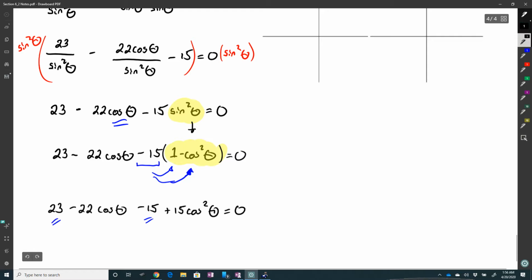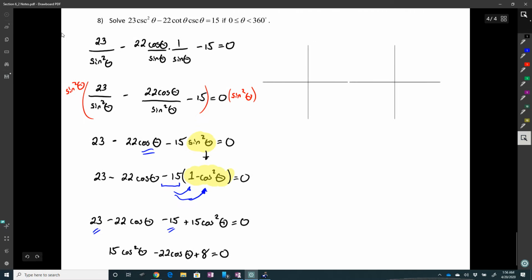All right, so I have 15 cosine squared theta minus 22 cosine theta. 23 minus 15 is plus 8. Now this is factorable, but since I haven't done it yet, I'm going to go ahead and use the quadratic formula. So let me get this entire problem.